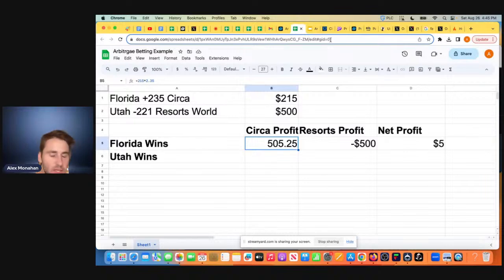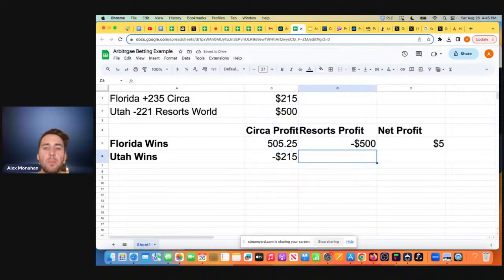Again, you got to move quickly. You got to have multiple sportsbooks. But that's pretty good, $5 a profit. Now, what happens if Utah wins? Well, if Utah wins, we lose $215 on Circa. So in this case, we're down money on Circa, but our profit on Resorts World is $500.